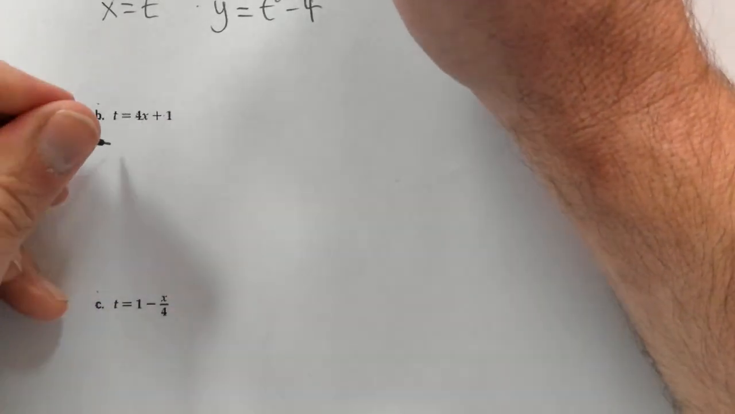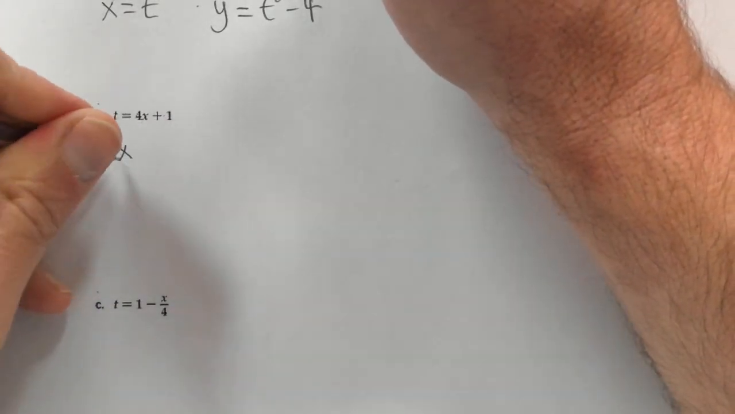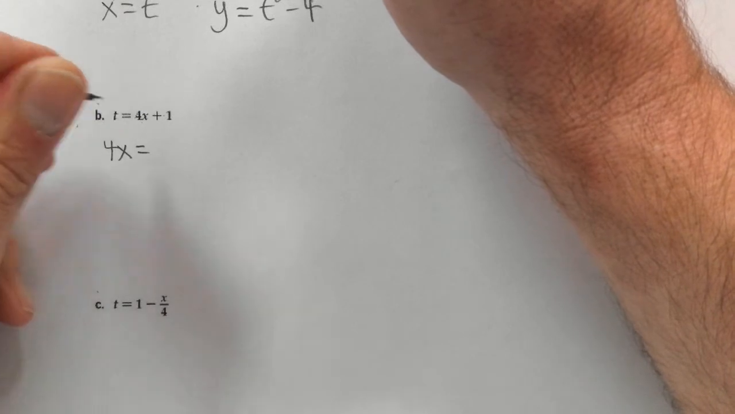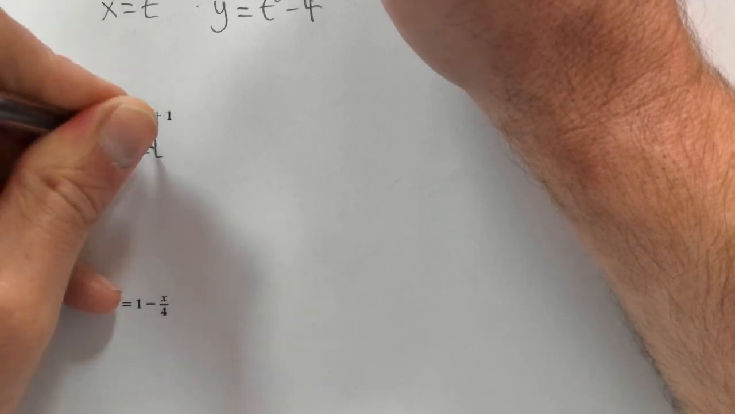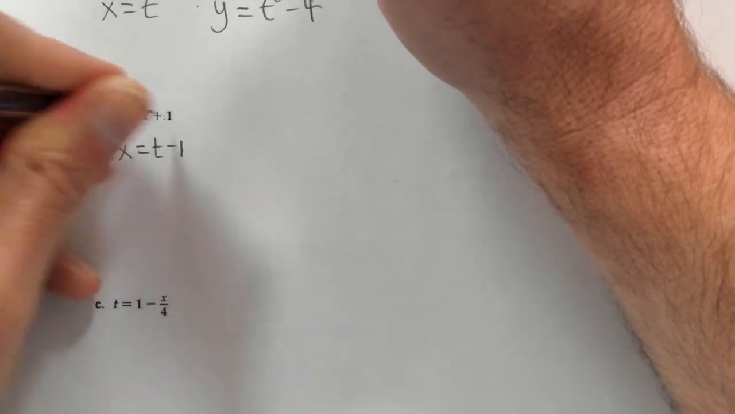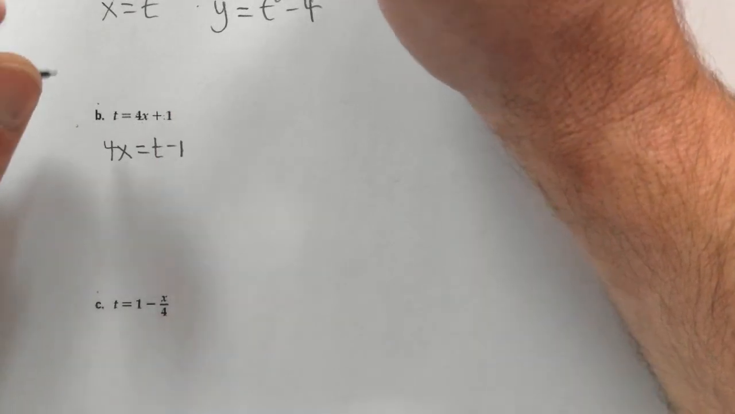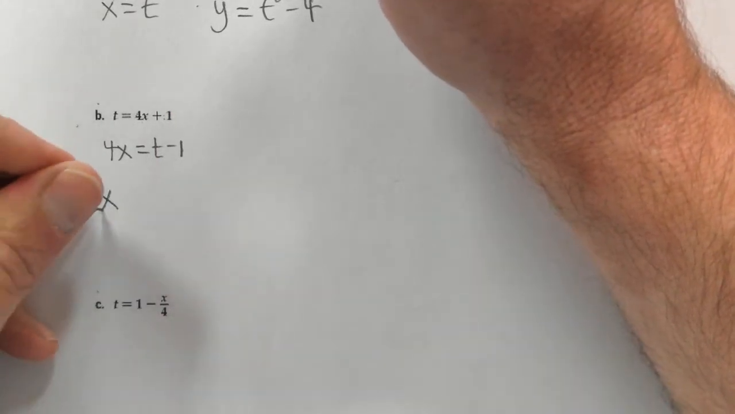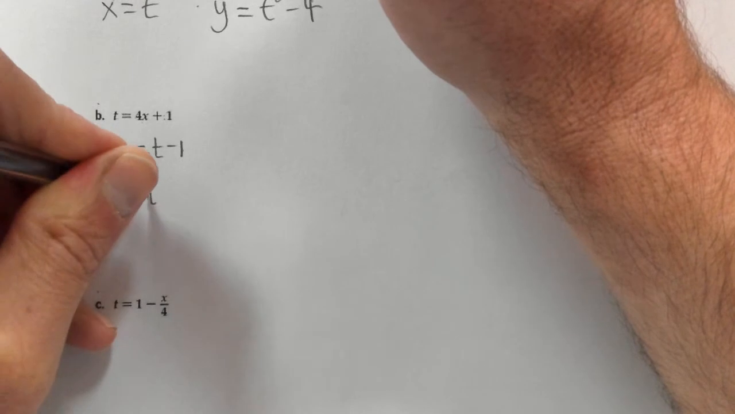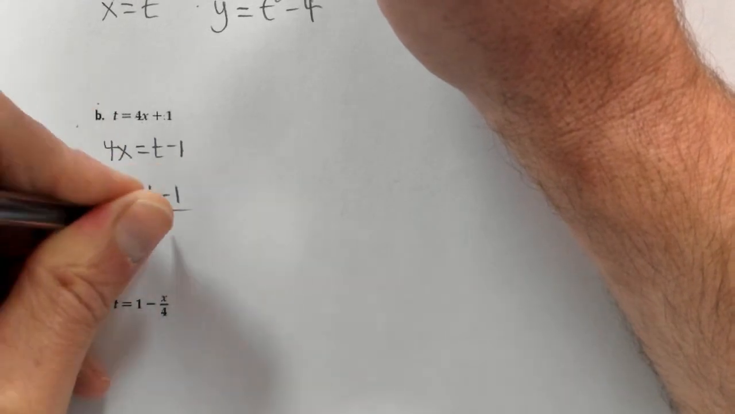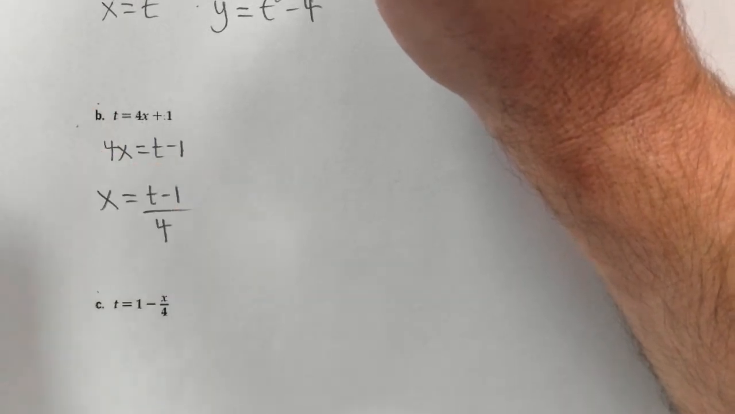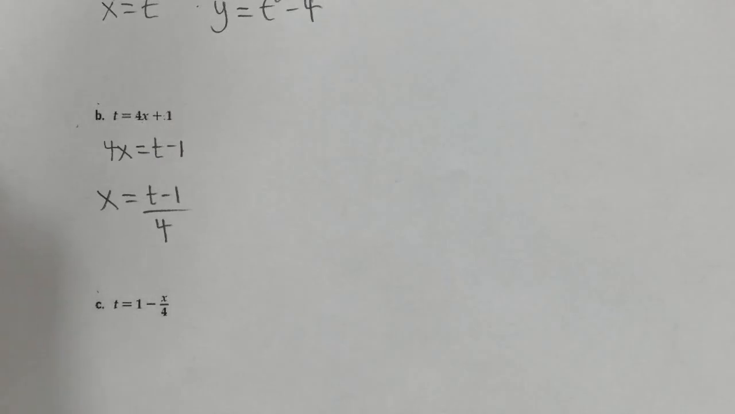And so by doing that, let's say that 4x is equal to t minus 1. So I'll move that 1 over there, t minus 1. Now I'm ready to divide by 4, and I'll get x is equal to (t minus 1) over 4. That is the x parametric equation. How do we get the y parametric equation?